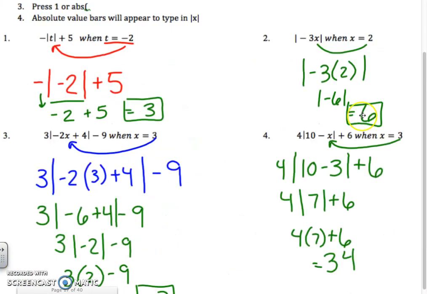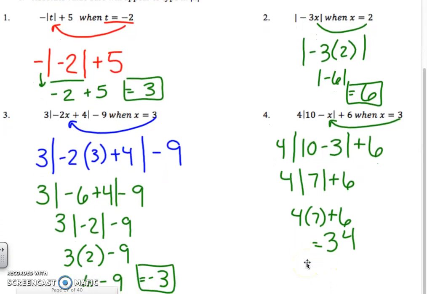Alright, so for number 2, I got 6. Again, I did it in my head because I love math, but you could have typed it in the calculator too. Again, on number 4, I got 34. So let me know if you have a question. But that is how you evaluate absolute value.